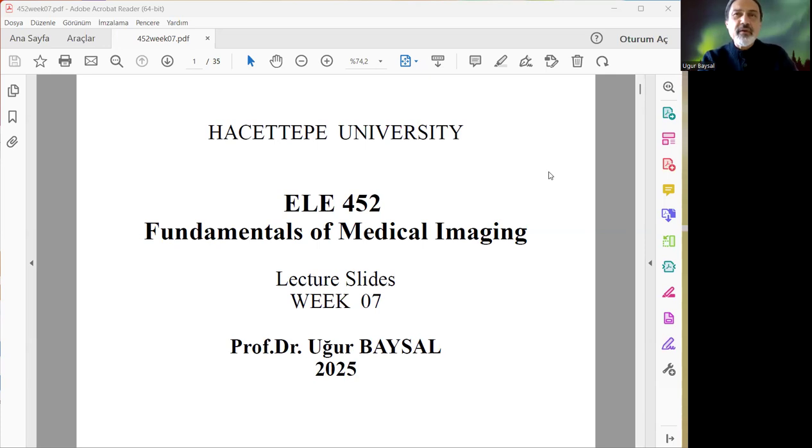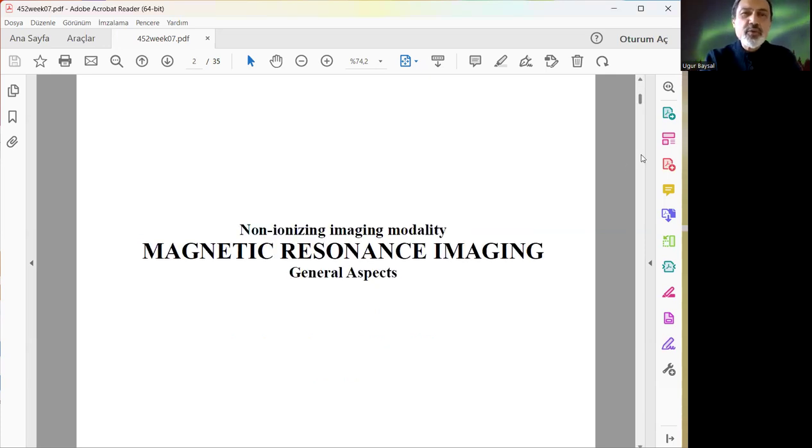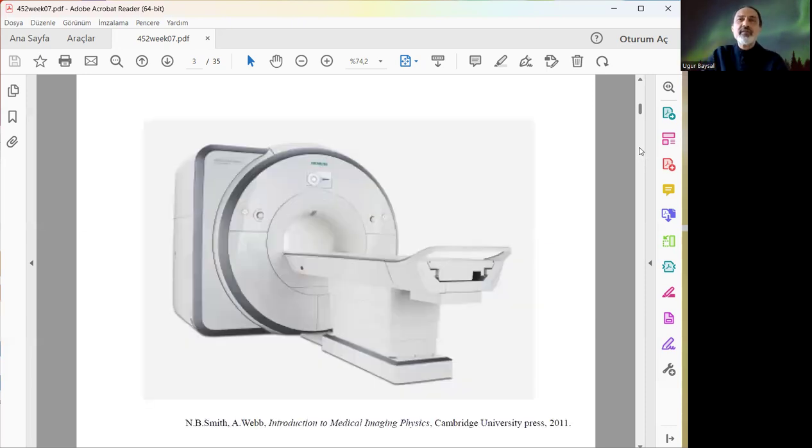The topic on the seventh week is related to magnetic resonance imaging, which is again a non-ionizing medical imaging modality. So, this lecture is about the general concepts and some physics about it before concentrating on the hardware aspects.